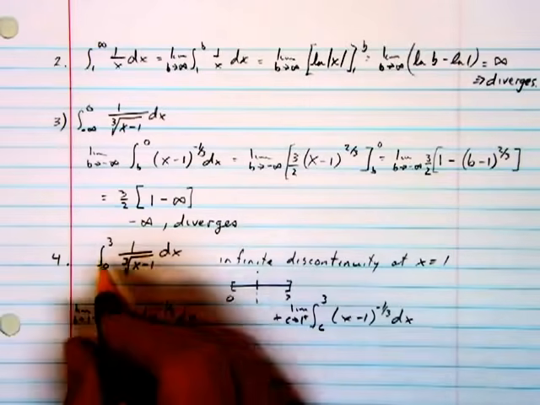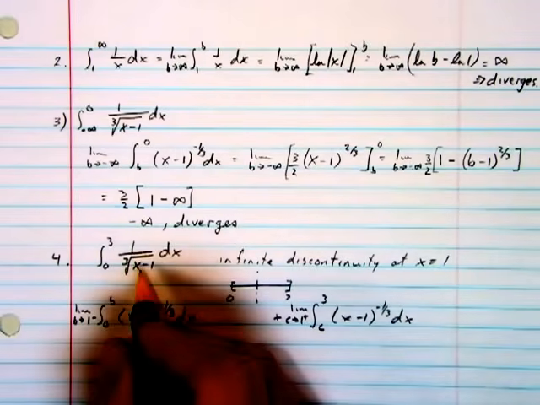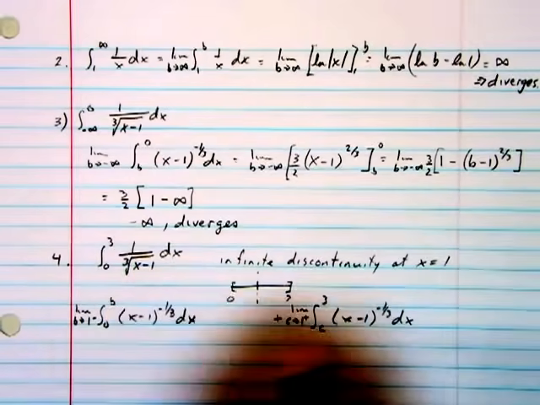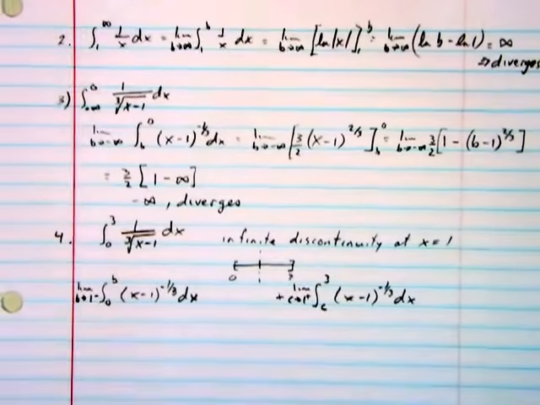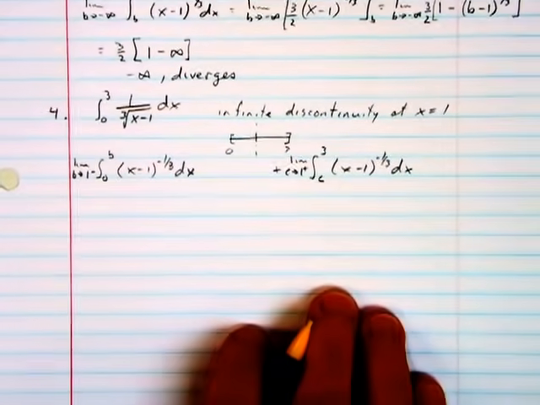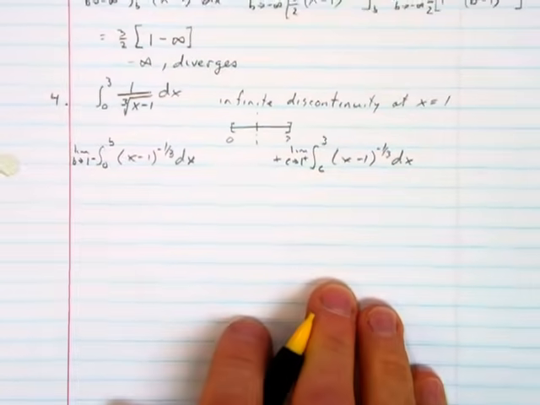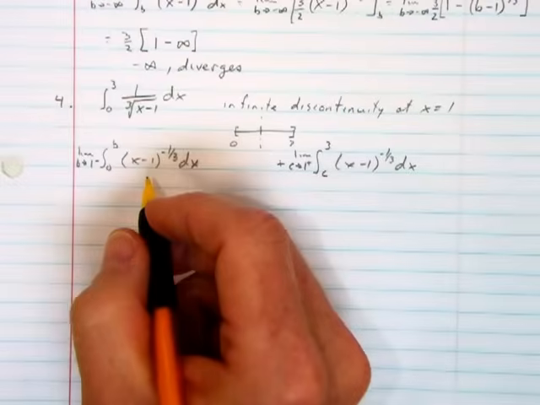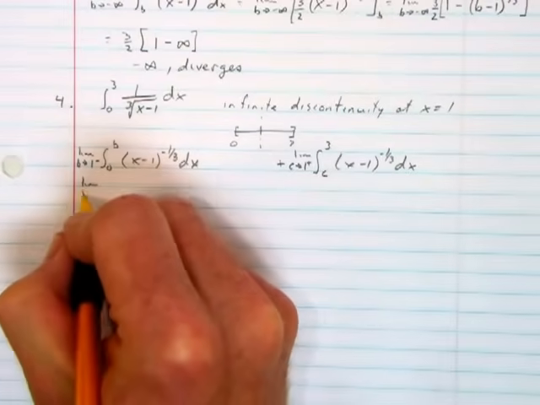Now, in order for this original problem, the improper integral, to converge, both of these limits must converge. So if one of them doesn't converge, we can stop there and say the whole thing diverges. Let's see what we get.